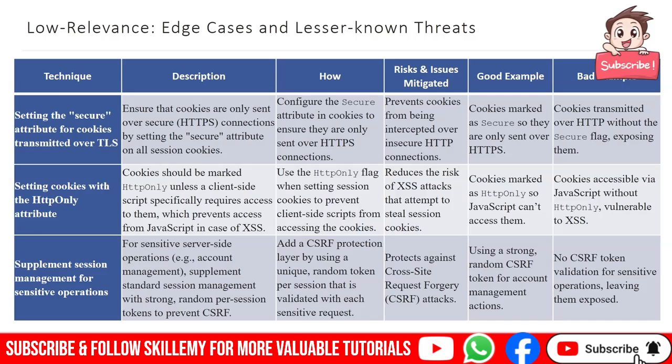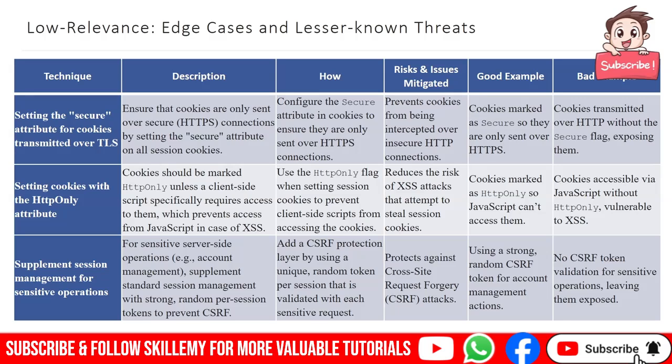Without this attribute, an attacker could inject JavaScript code into the website and use it to extract session cookies, which could then be used to impersonate the user. By marking cookies as HTTP only, even if cross-site scripting vulnerabilities exist on the site, the attacker will be unable to access sensitive cookies, adding an extra layer of defense.